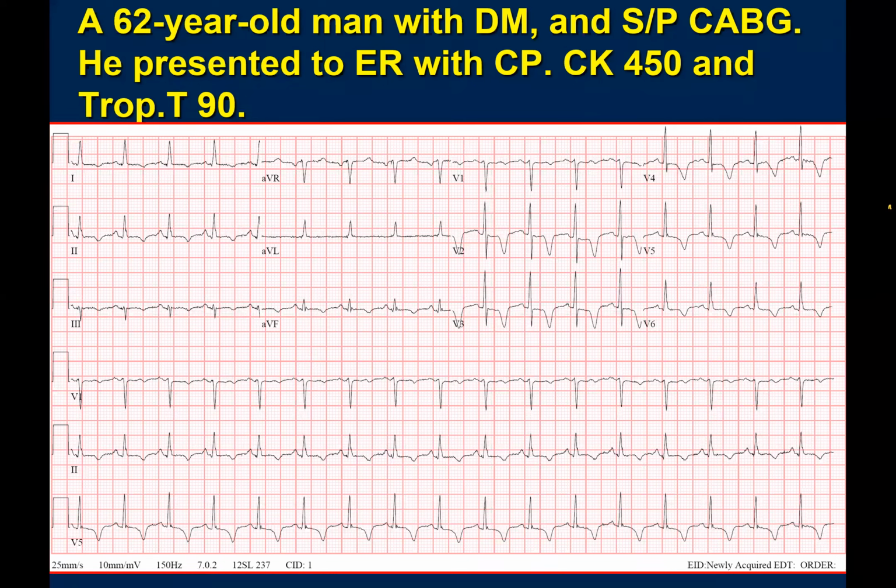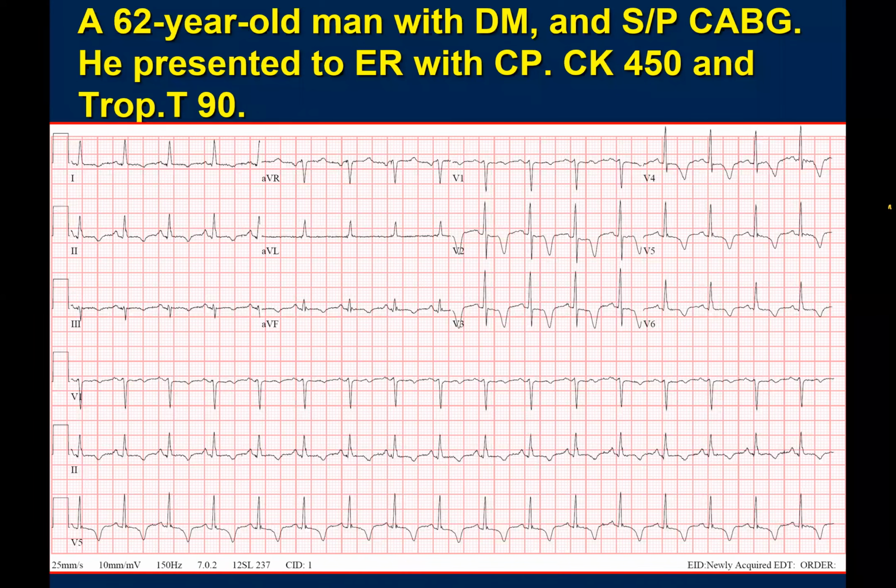So what is your diagnosis? It looks like anterolateral ischemia. Mm-hmm. So is the diagnosis here unstable angina or ST segment elevation MI or non-ST segment elevation MI? Which one would you choose? I would choose ECG changes with troponin that is raised, non-ST elevation MI.